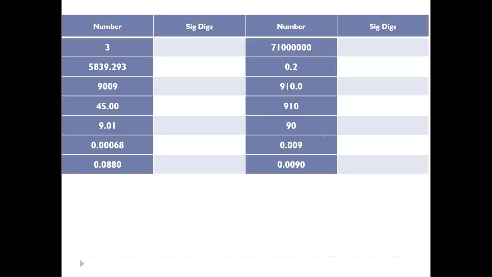Now you try. Go ahead and pause the video and try to determine how many significant digits we have in each of these numbers. You can use the map or you can use the rules. Go ahead and play the video when you're ready. Here are the answers to the practice problems. Did you get it? If you did, virtual high five.